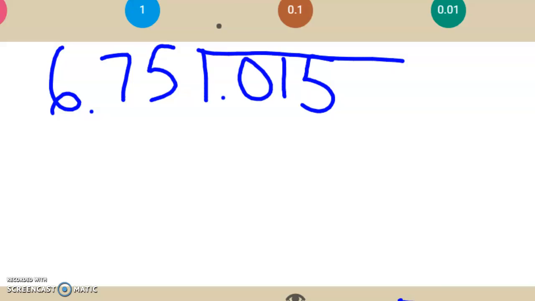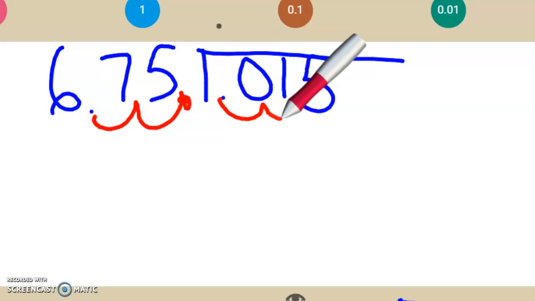Okay, so problem 6 is a little bit different because our decimal point is being moved. We can't divide. It's almost like when we do the fractions, we can't divide with a mixed number. We have to turn it back into an improper fraction. So with this one, we have to move this over 2 decimal places, and we're going to have to move this one over 2 decimal places. And we're going to put our decimal place right up there.